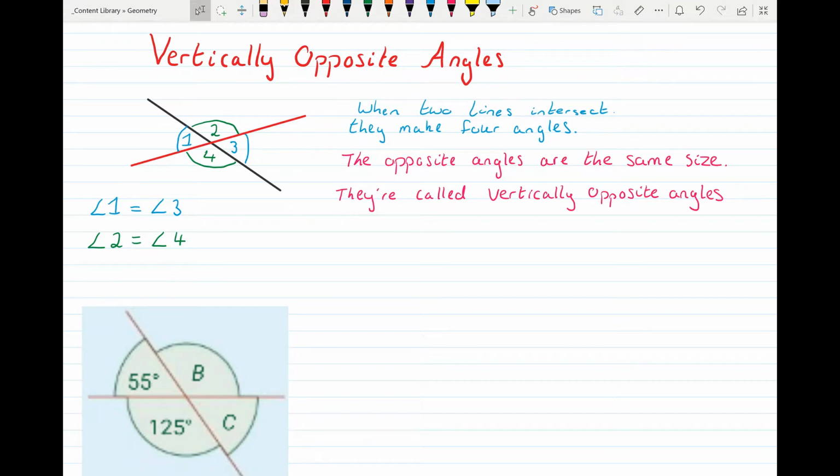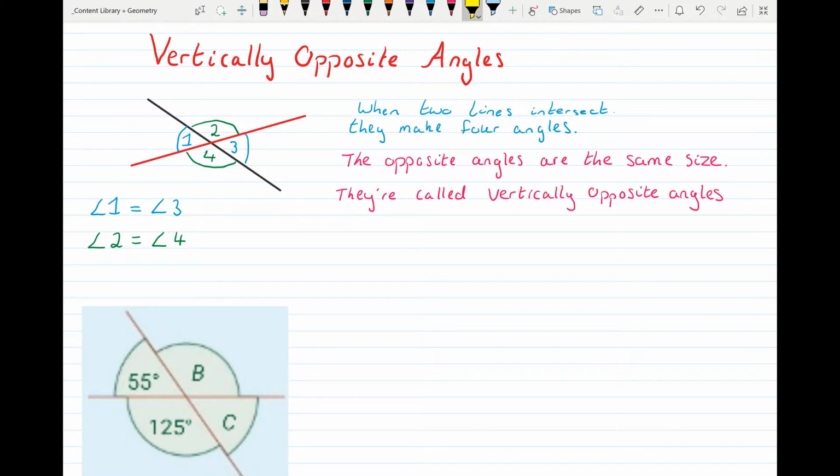When two lines intersect, and remember that intersect means cross, they make four angles, which I have labelled over here. The opposite angles are the same size and they're called vertically opposite angles. So you'll see how the blue angles 1 and 3 look to be about the same size. They're both acute angles, and it actually will turn out that they will be the same size. So they're going to be called vertically opposite to each other.